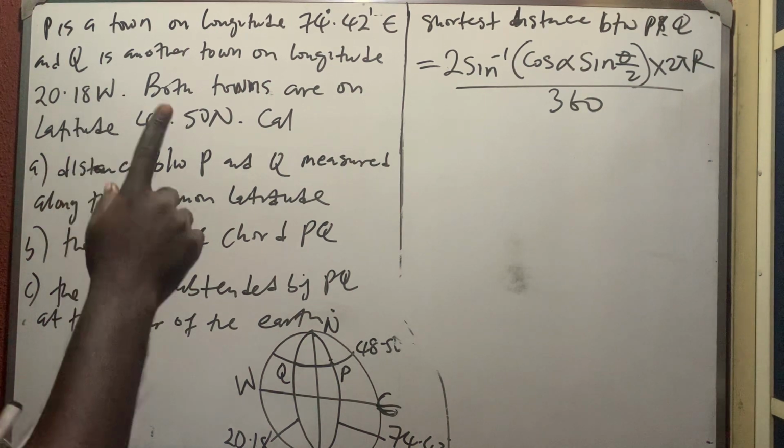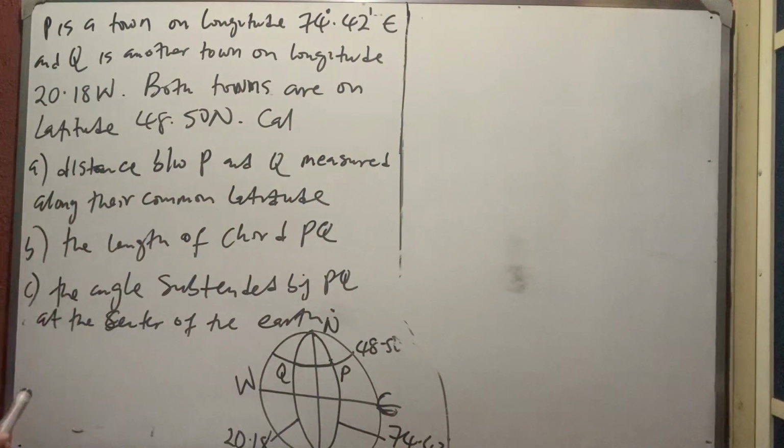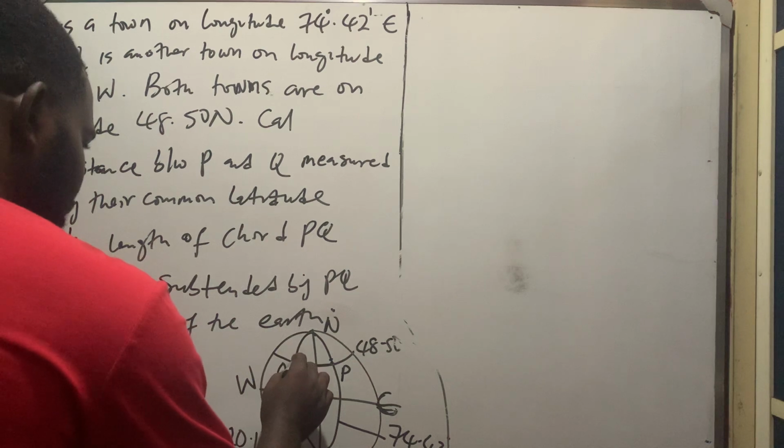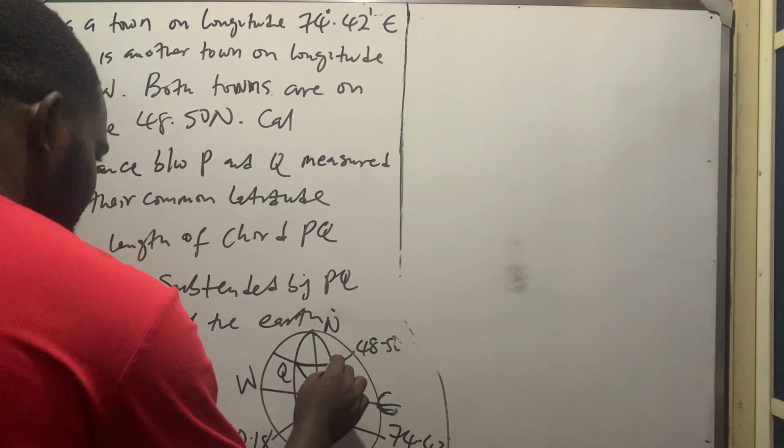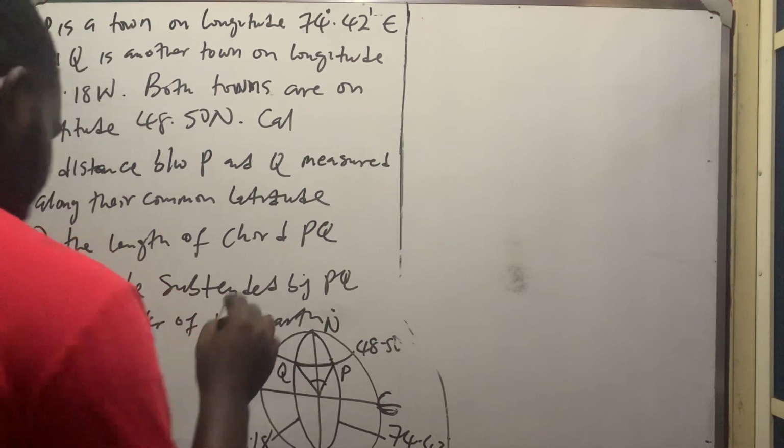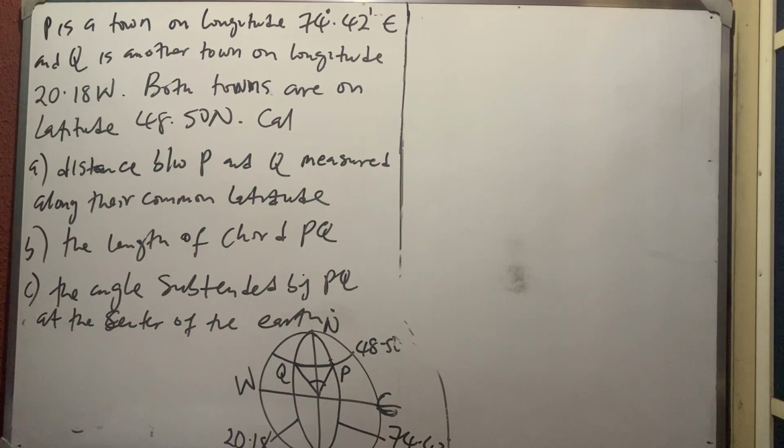So please don't forget this formula, but that is not what we want to solve here. All right. So what we want to solve is what? The angle subtended by P and Q at the center. The angle subtended by P and Q at the center, that is here and here. This angle. All right.